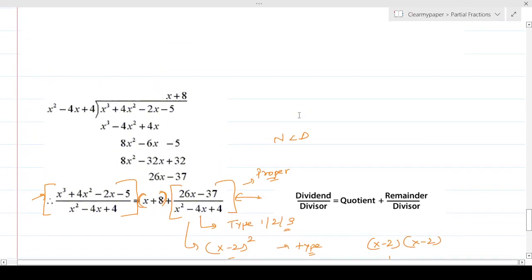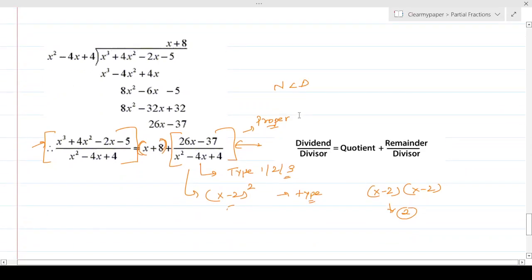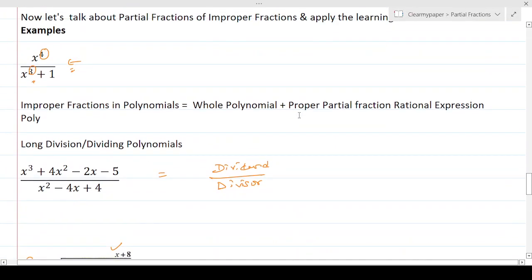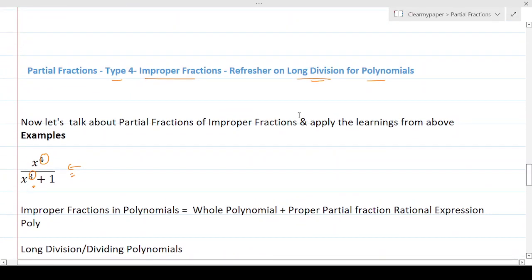The first step is to bring it to a point where there is some proper fraction in that, and then apply one of the first three types to solve the problem. That's how we solve this problem, and that's how we do the long division. This was a quick refresh on the long division. If you already know how to do the long division, you can skip this episode and go to the next one. In the next episode, we are going to solve this problem in detail from top to bottom, applying the concepts that we have learned in this episode and in the previous episode.